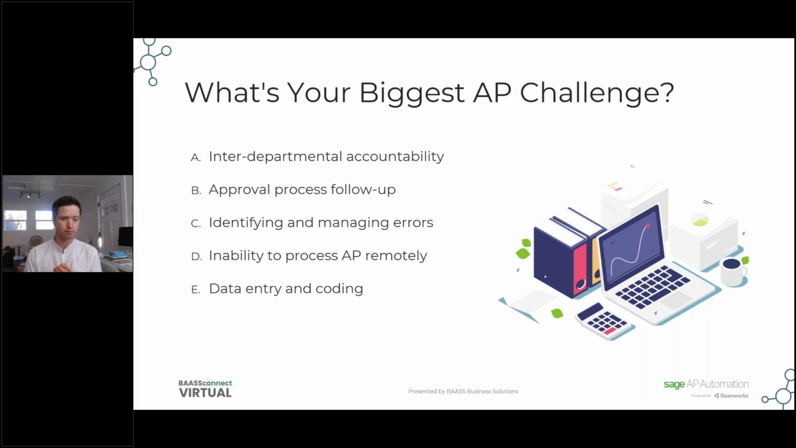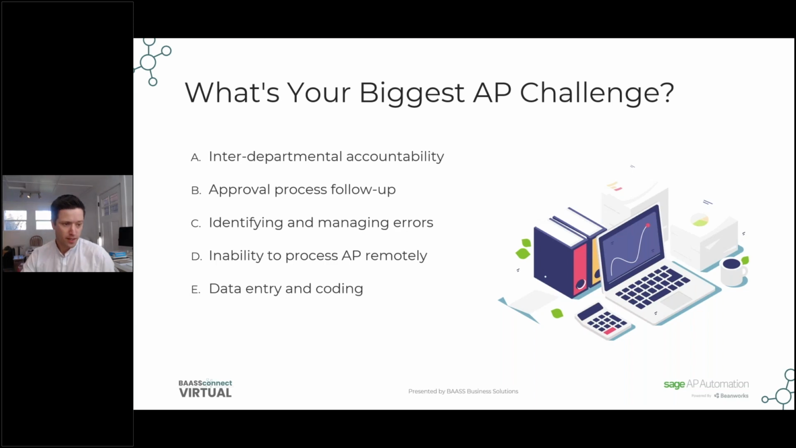So the number 1 was the approval process follow-up. Second, tied for second, was interdepartmental accountability and data entry. And tied for third was identifying and managing errors and the inability to process AP remotely.